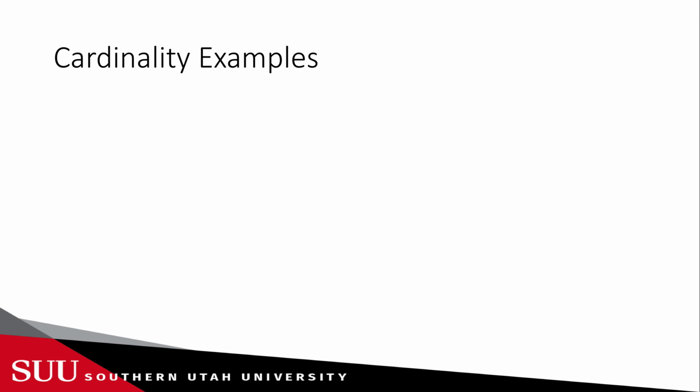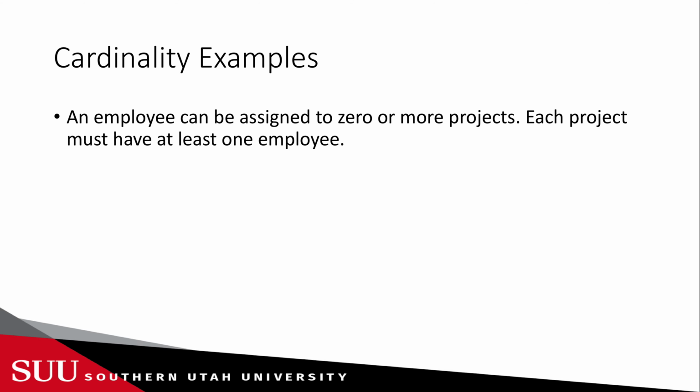Let's look at some more examples. When I say an employee can be assigned 0 or more projects, and then each project must have at least one employee, let's analyze this and see what sort of ERD we are going to get. So again, I have employee and I have project. One direction is from employee to project, the other direction is from project to employee.